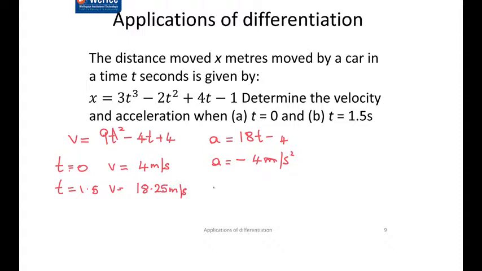And we put again 1.5 into the acceleration function, and we get 18 times 1.5 minus 4, which would give us 23. So the speed is increasing.